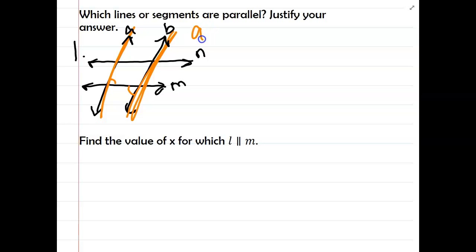So I know that A and B are parallel because of the converse of the alternate interior angle theorem. Okay, remember, the converse proves that the lines are parallel. The alternate interior angle theorem proves that the angles are congruent. Alright, number two. I'm going to draw basically the same picture.